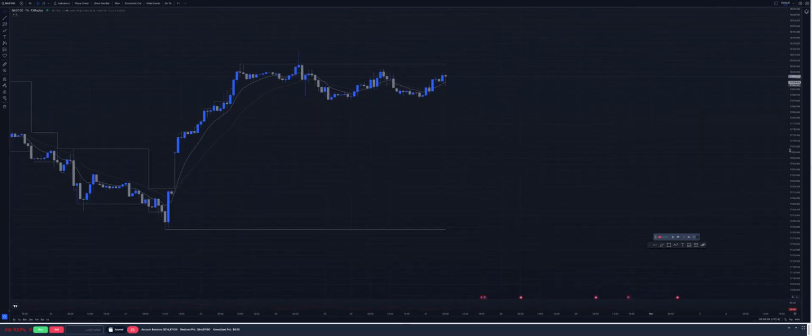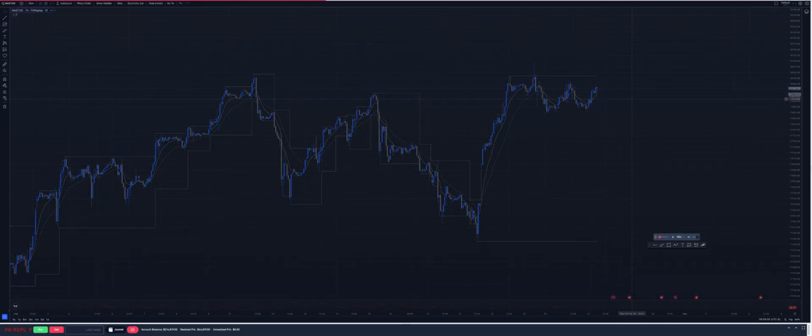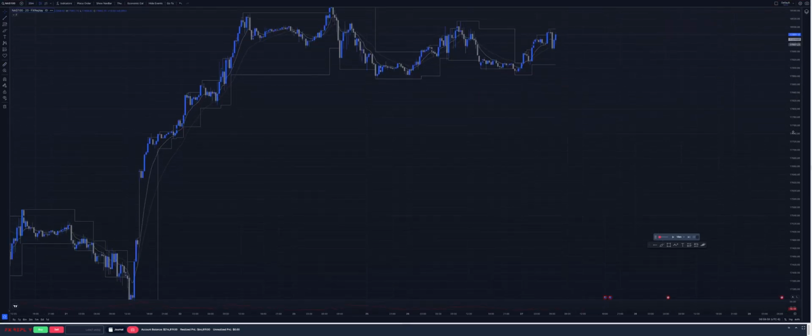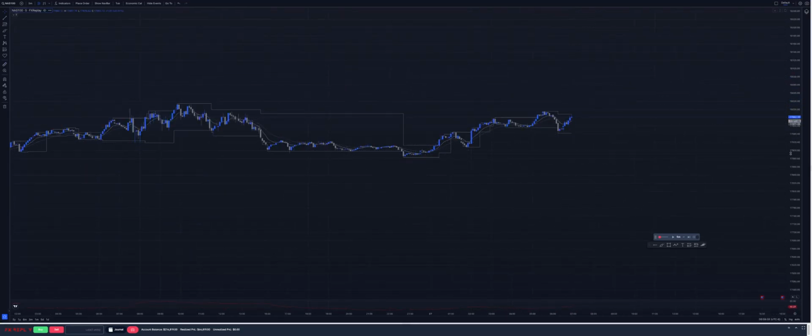Jumping back down to the hourly. Hourly, we're just kind of chopping back and forth. No clear direction. The only thing I'm saying is we're getting bought up by the MAs very nicely. Jump back down to the 20. 20 is giving me some reason to believe that there's going to be continued bullishness from this point forward. So I'm willing to take on a risk here.